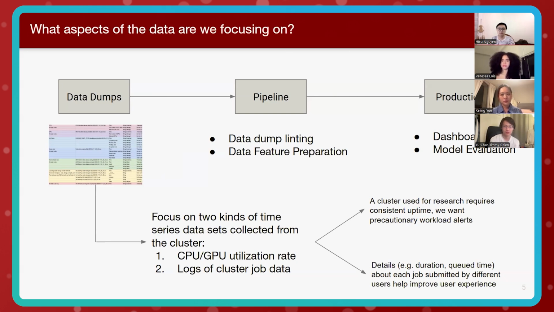And the reason why we choose these 2 kinds of data sets is first, for the cluster used for research requires consistent uptimes, we want some precautionary workload alerts. And the second is for tracking the details, for example, like the work duration and the waiting time of the jobs submitted by different users. For these kinds of metrics or information, we can help improve user experience.